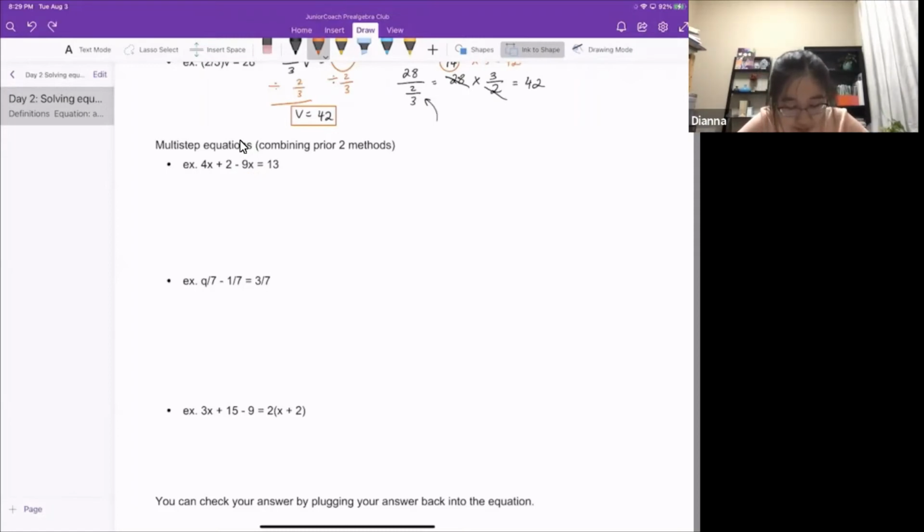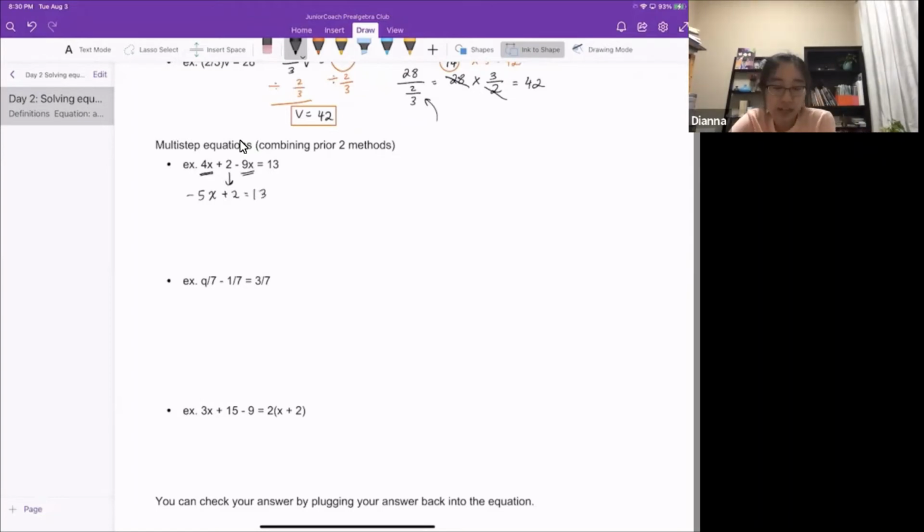So here it looks like I want to get x by itself, right? Because x is the letter that we have here. So first, I'm going to combine like terms. So kind of like what we did yesterday. I'm going to say, oh, I see a 4x and I see a 9x. And I can kind of combine those, right? So x stays the same, but the coefficients in front, I can subtract those two. So it'll be 4 minus 9, and that's going to give me negative 5x. 2 stays the same, so I'm just copying it down, equals 13.